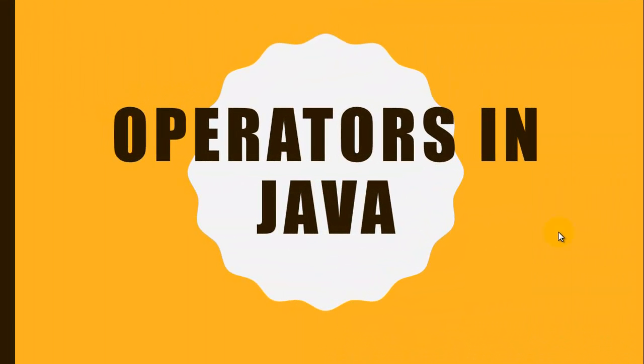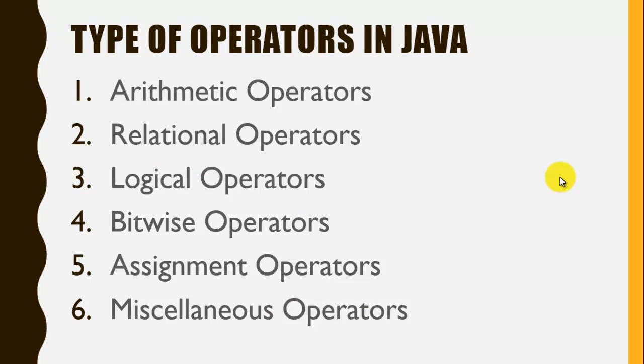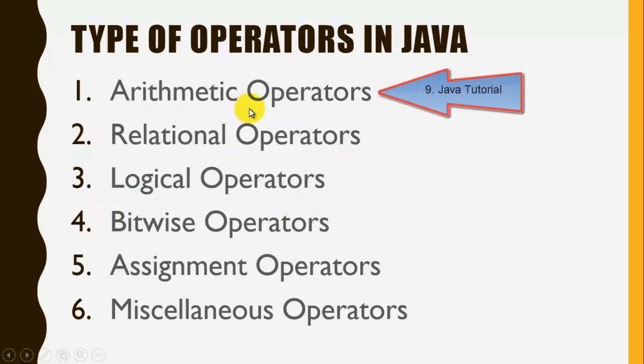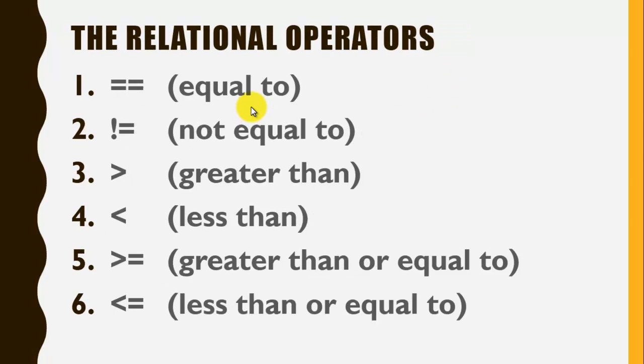Hello friends, in this tutorial I am going to cover a few more operators in Java. Java operators are divided into 6 categories, and in this tutorial I am going to cover relational operators and logical operators. Arithmetic operators I already covered in my ninth video tutorial. So here are the relational operators.